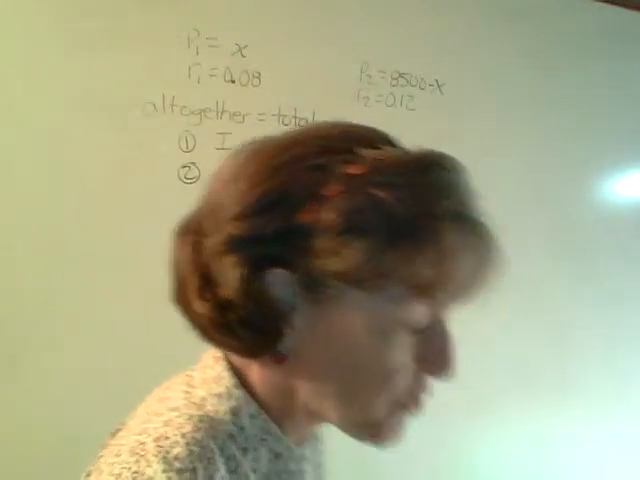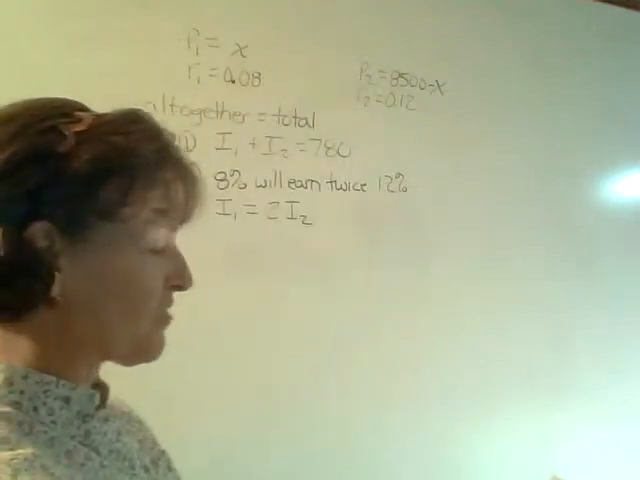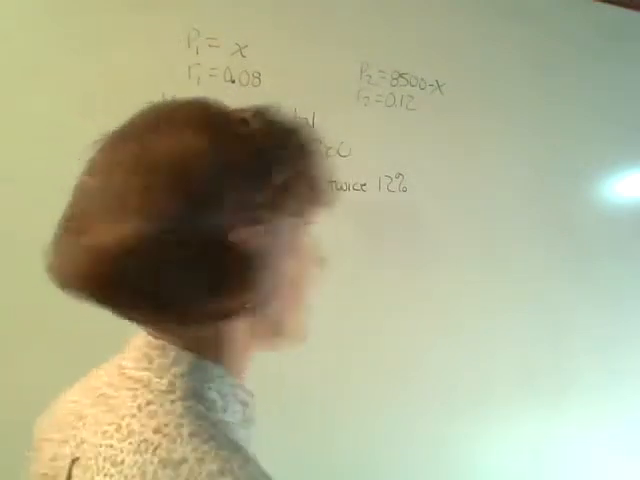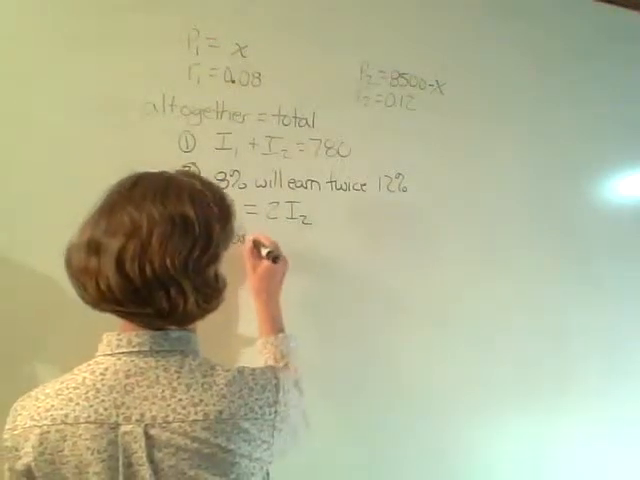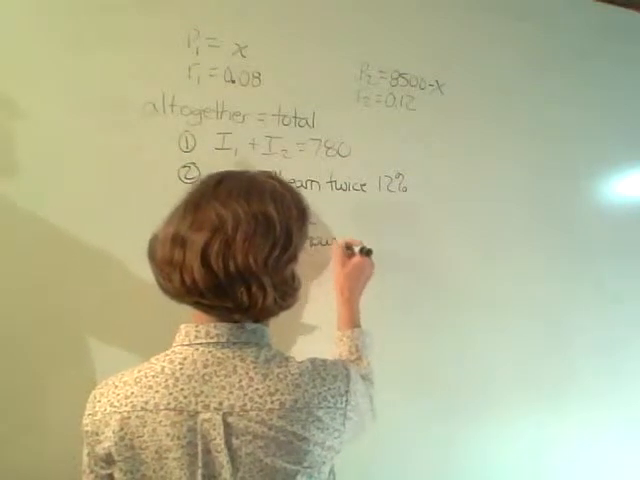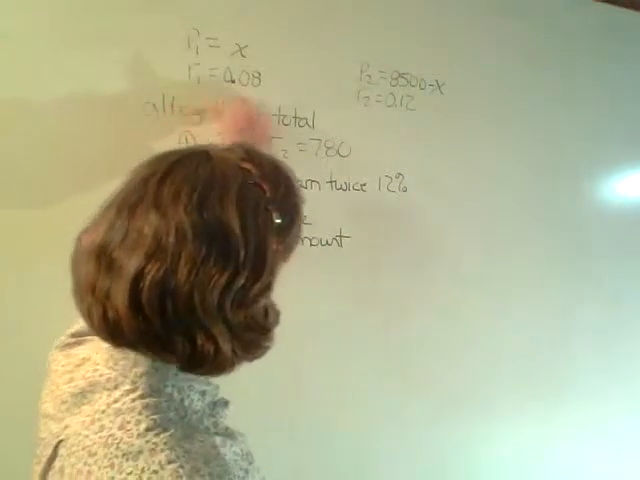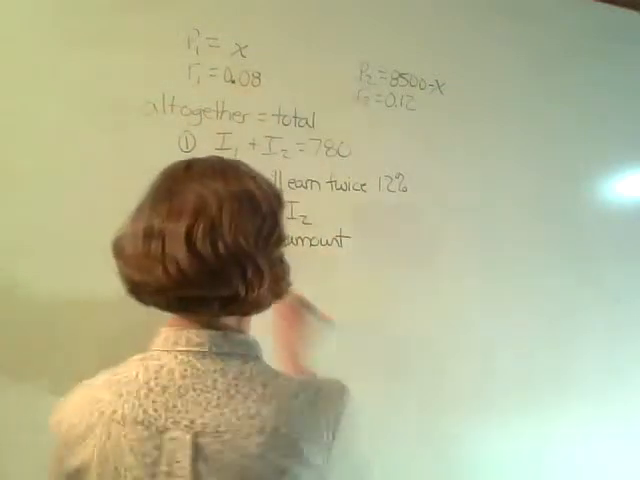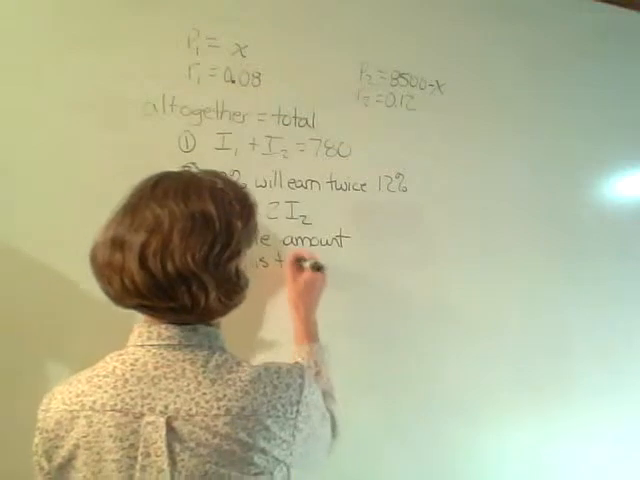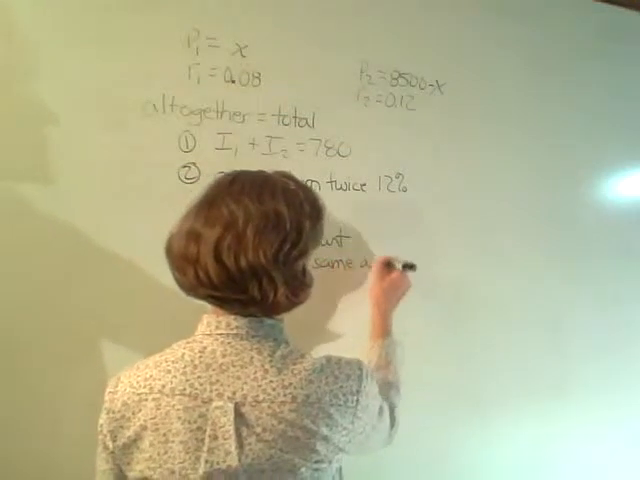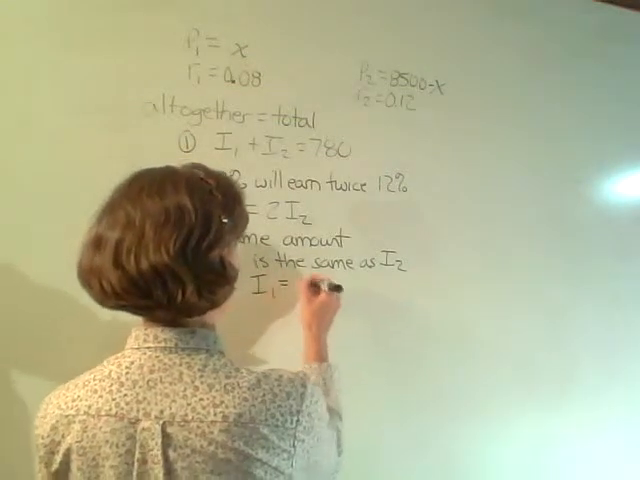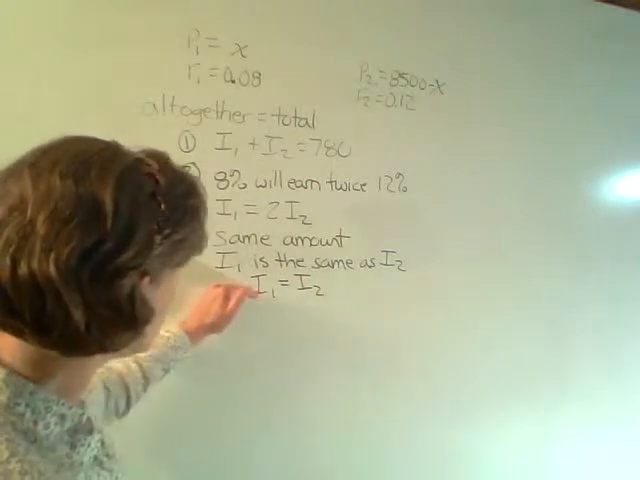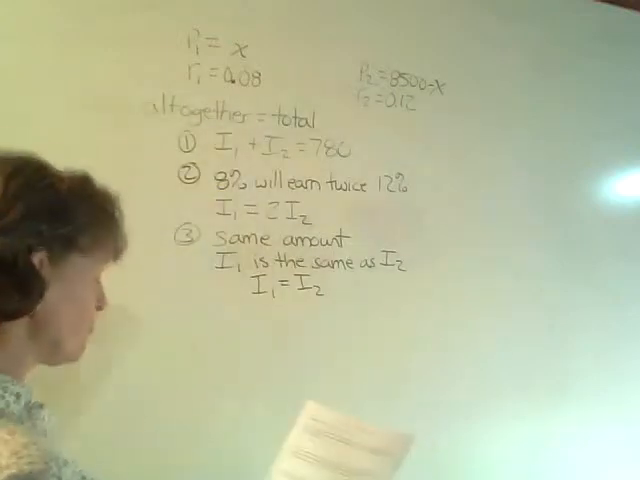All right, problem number 3. How much did they invest at each rate if they earned the same amount of interest from each account? They earned the same amount from each account. That means that I1 is the same as I2. The way we say that in math is that I1 equals I2. So here's my general interest statement for problem 3.